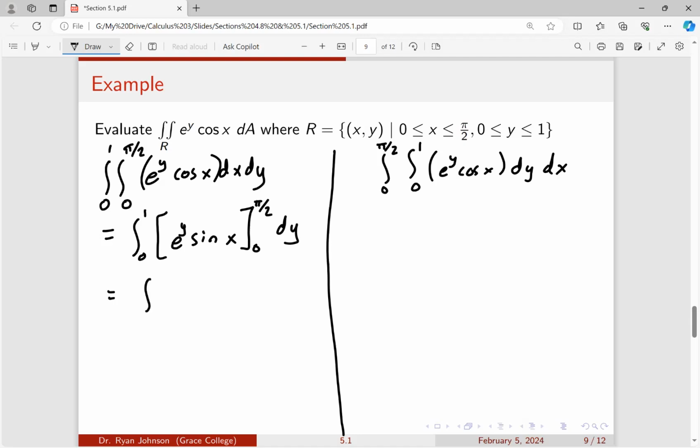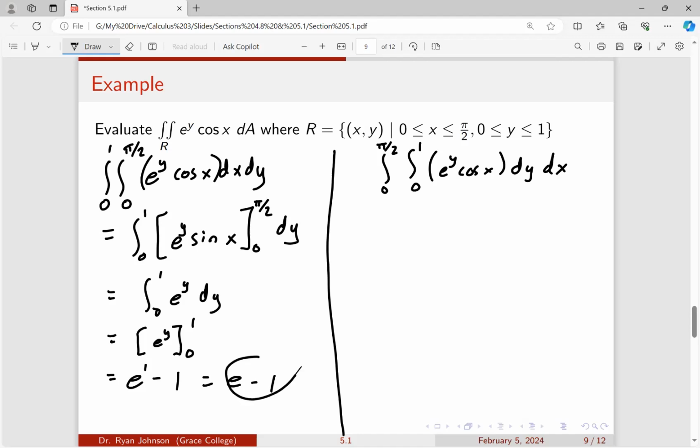So this is basically the integral from 0 to 1 of e to the y dy. And then integrating that, the integral of e to the y is just e to the y, from 0 to 1. So that's equal to e to the 1 minus 1, otherwise known as just e minus 1.